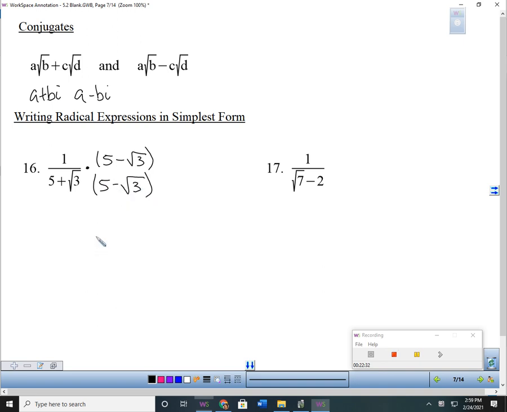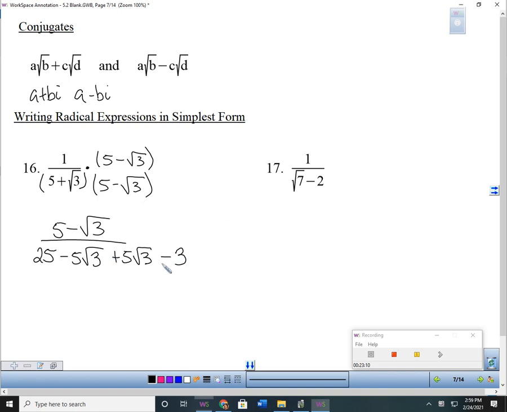And then we're just going to multiply. So if I take 1 times 5 minus the square root of 3, that gives me 5 minus the square root of 3. Then I'm going to multiply the bottom. So I have 5 times 5 is 25. 5 times a negative square root of 3 is a negative 5 square roots of 3. The square root of 3 times 5 is a positive 5 square root of 3. And then the square root of 3 times a negative square root of 3 is negative 3, right? Because the square root of 3 times the square root of 3 is 9, which is 3.